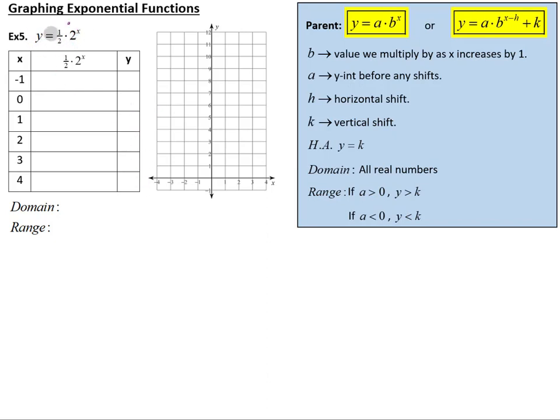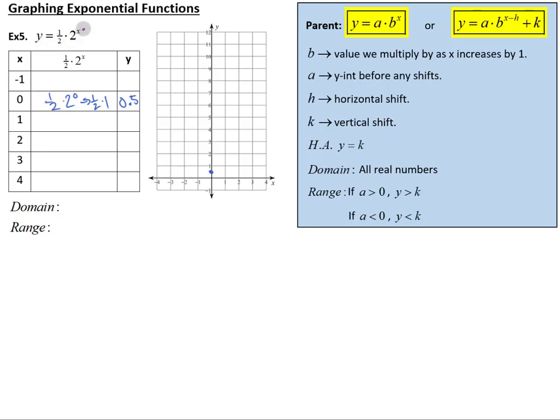So let's say I was graphing this. Obviously we can go to Desmos and type this in. I'm going to calculate a few by hand. So I'm going to plug in 0 for my exponent. 2 to the 0, remember anything to the 0 is 1. So this is 1/2 times 1, which is 1/2, or 0.5 as a decimal. So at 0, we're at 1/2.